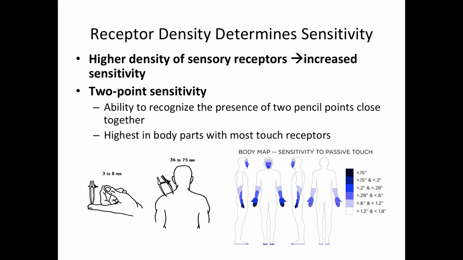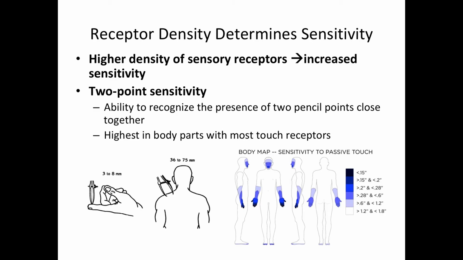So you can prove this by moving the tips of, for example, two pencils or pens apart to different degrees as you touch different parts of the body. So the ability to recognize the presence of two pencil points close together is highest on body parts where there are more touch receptors. So this measurement is called the 2-point sensitivity.